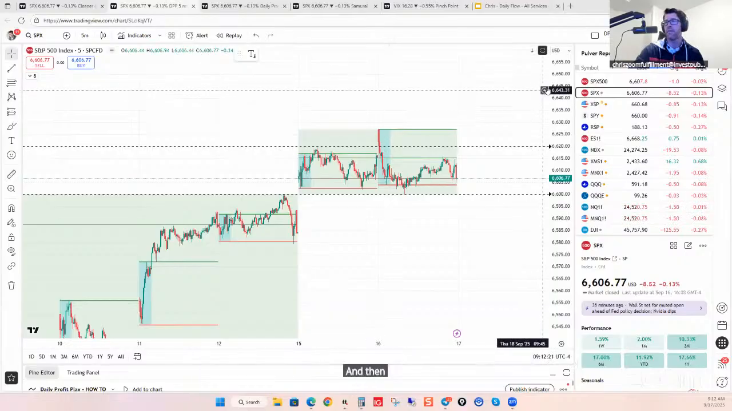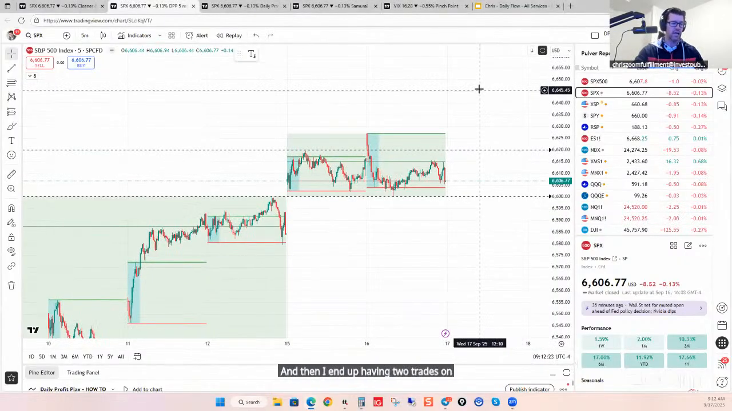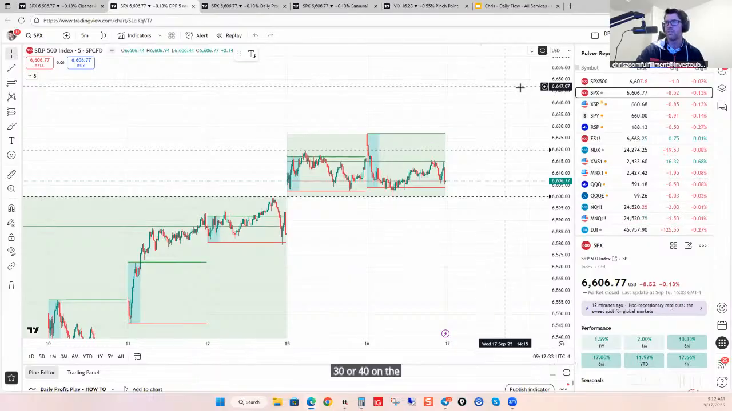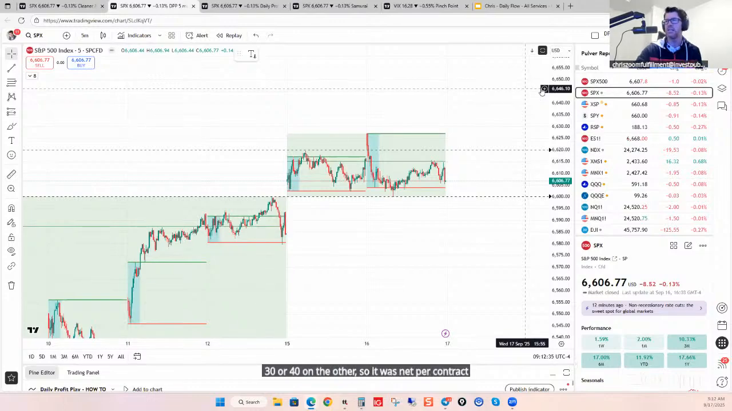And then I ended up having 2 trades on double ups. It was a net winner. I ended up grabbing like $110 on one trade and only lost like 30 or 40 on the other. So it was net per contract about 50 or 60 cents.